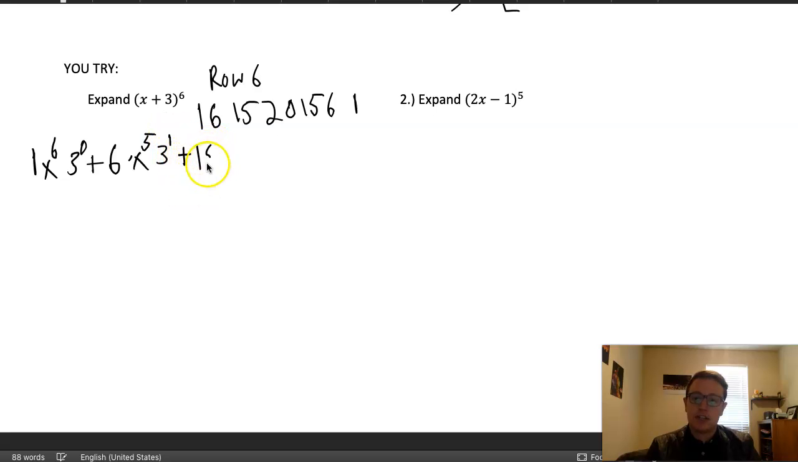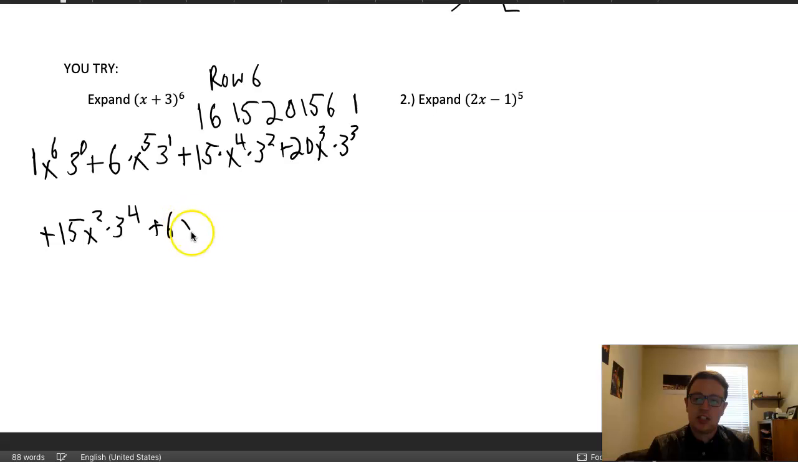Our next coefficient is 15. We're going to multiply x. We're decreasing by 1, so that's x to the fourth. That's 3 squared. Then we have 20. X cubed times 3 cubed. Then we'll have plus 15. That'll be x squared. We're decreasing in x. We're increasing in 3. Then we'll have 6. X to the 1 times 3 to the fifth.